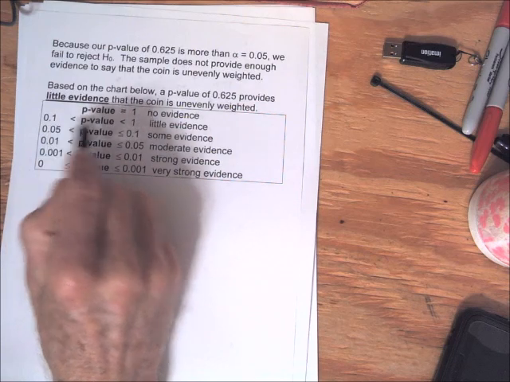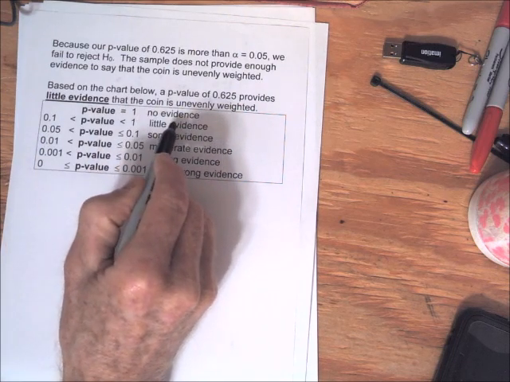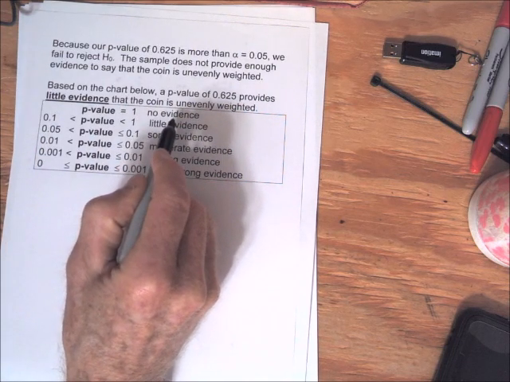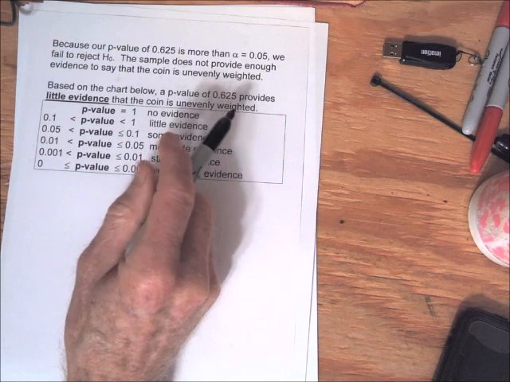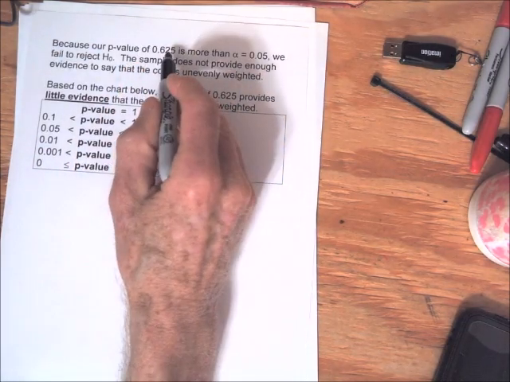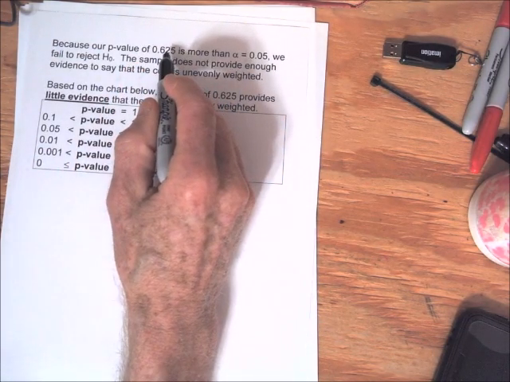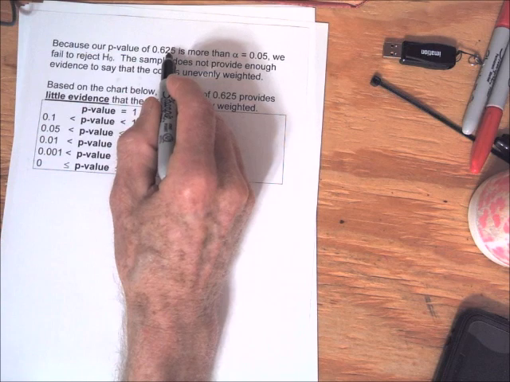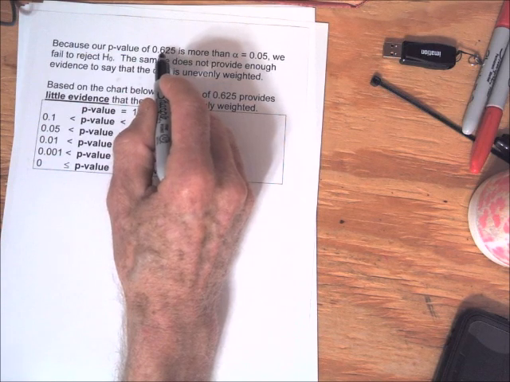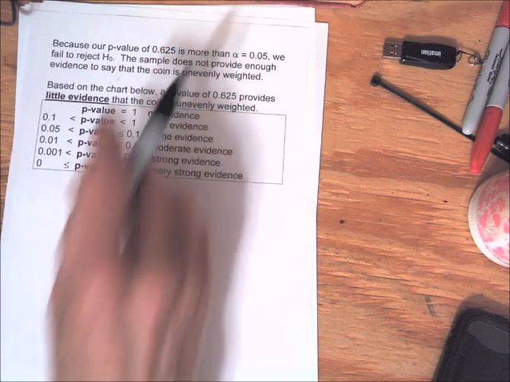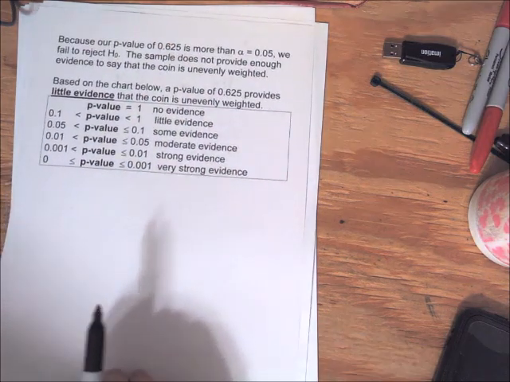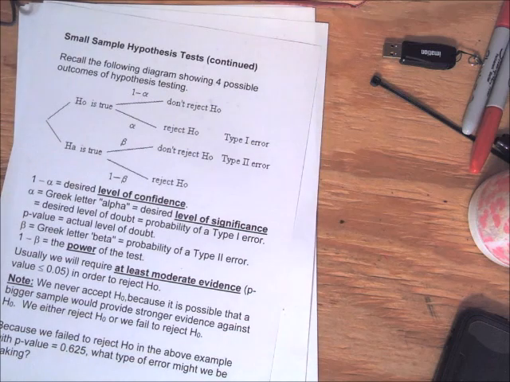0.6 is between 0.1 and 1. The sample provides little evidence that the coin is unevenly weighted. Even if the coin is evenly weighted, there's still more than a 60% chance of getting either 3 out of 4 heads or 3 out of 4 tails.